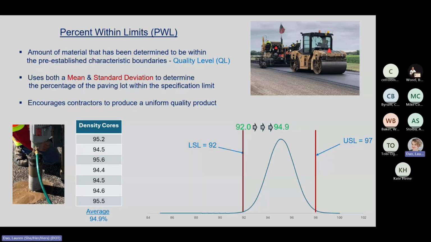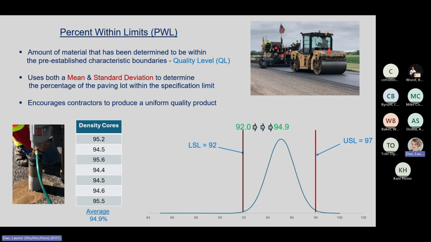Another thing is that, with all the knowledge we've learned from the post analysis, North Dakota is moving toward specifications that not only promote good density but also look at standard deviation, uniformity and things like that. In this case, this PWL, percent within limits, we're having a few more projects in it.